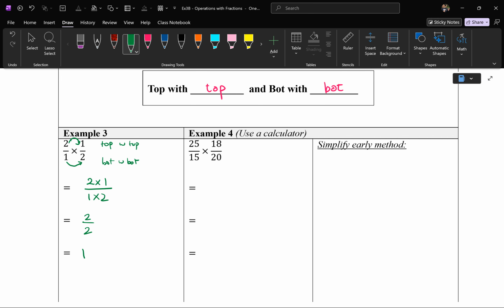See, if we stuck with the theory that I just told you, top with top, bottom with bottom, this is what students will do. 25 times 18, don't write this down, and then 15 times 20. What's the problem already?